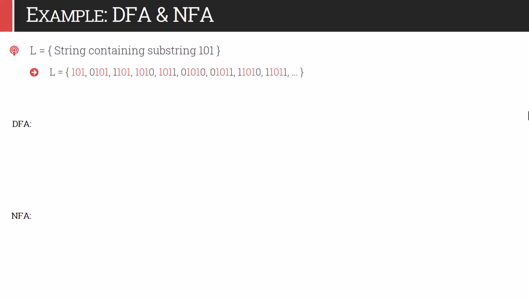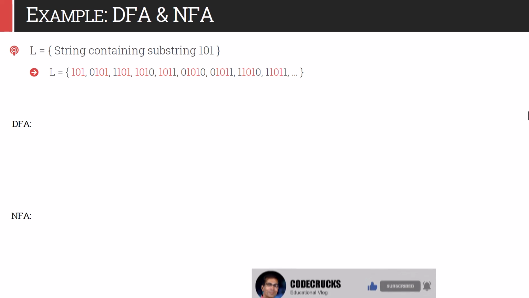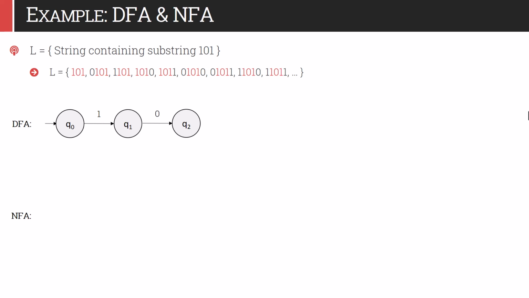Let us consider another example where the string contains substring 101. So the smallest possible string would be 101, then strings of length 4 would be 0101 and 1101. Then, since it is a substring and not necessarily at the end, we can have 1010, 1011, etc., and so on. So to derive the DFA, first we'll construct the DFA for the smallest possible string, 101.